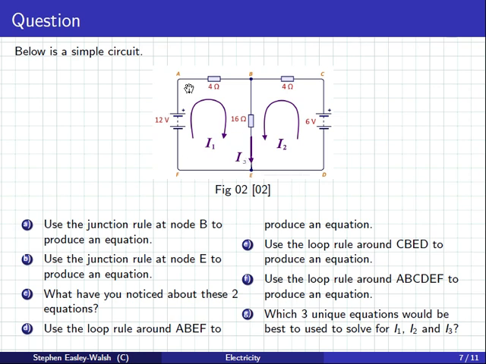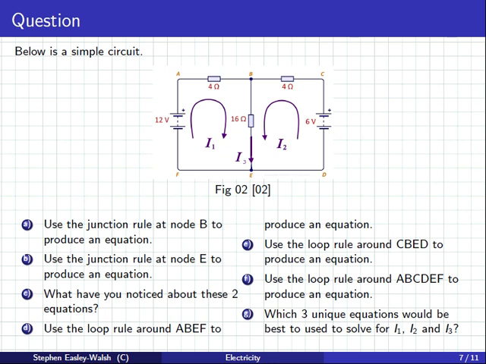Alright, you all got that? Yeah? Alright. Zach, can you give me the loop for C, B, E, D, which is the loop on the right? 6 volts, yeah, minus 4 I2, minus 16 I3 equals 0. There we go.